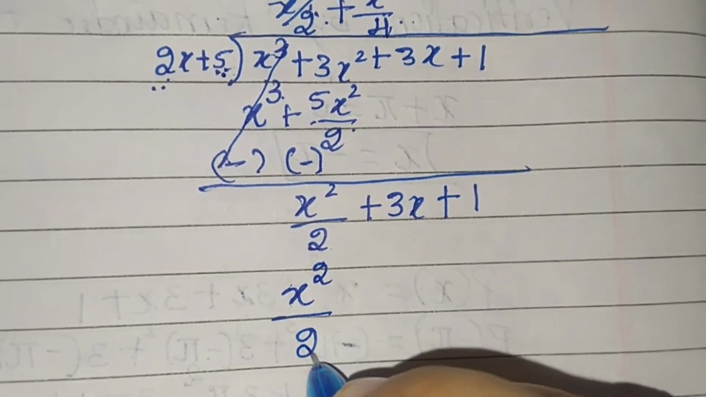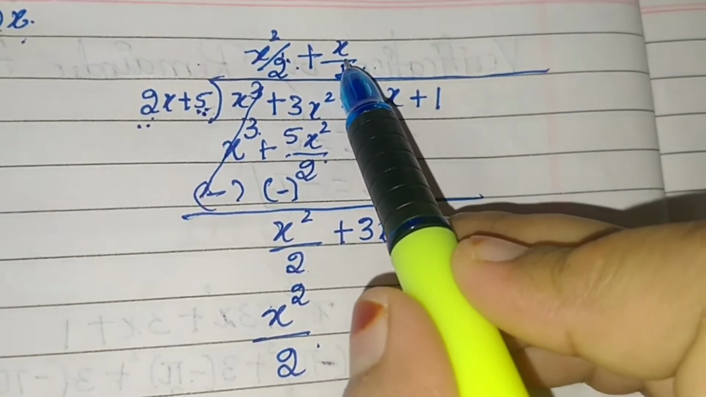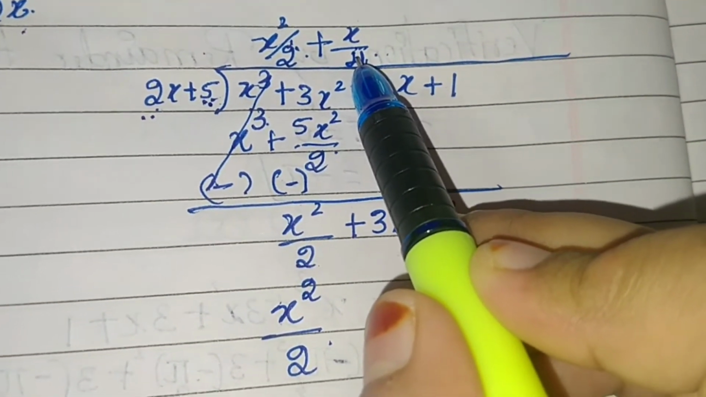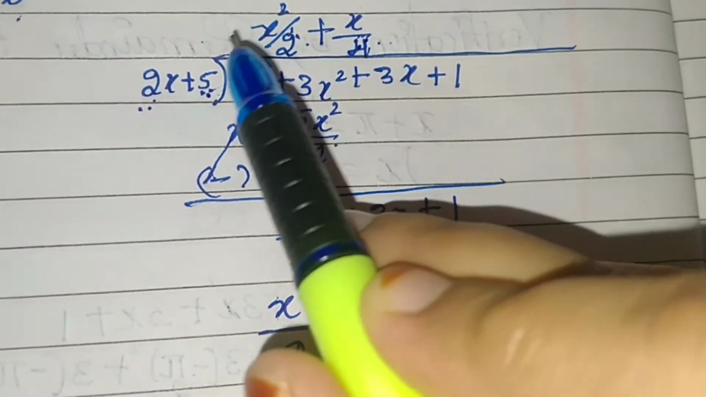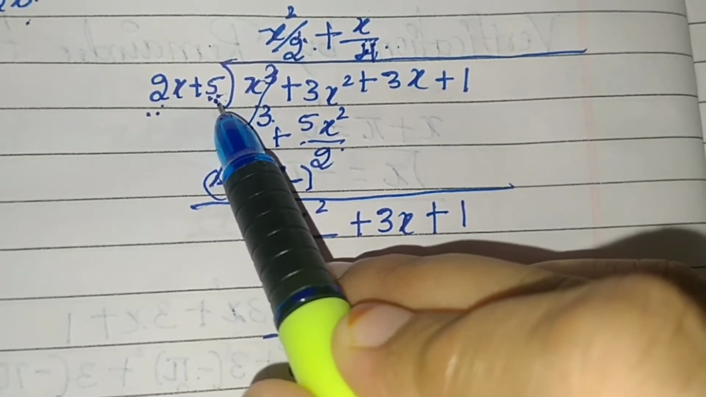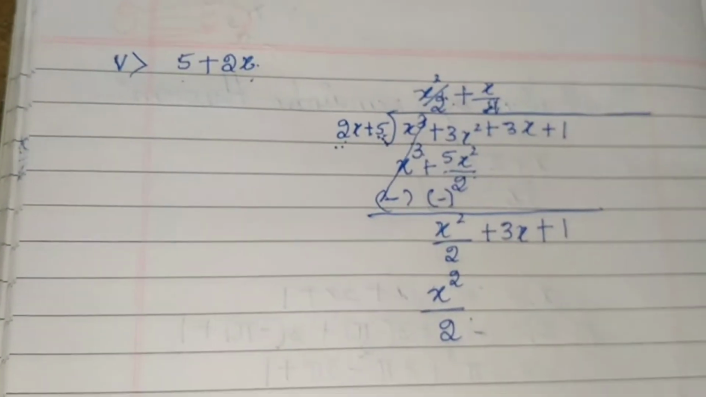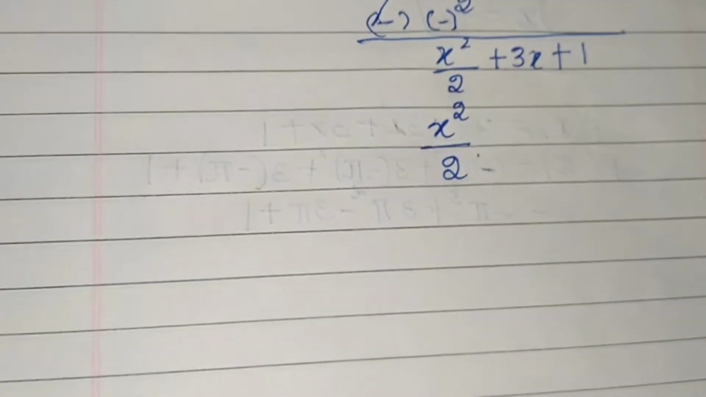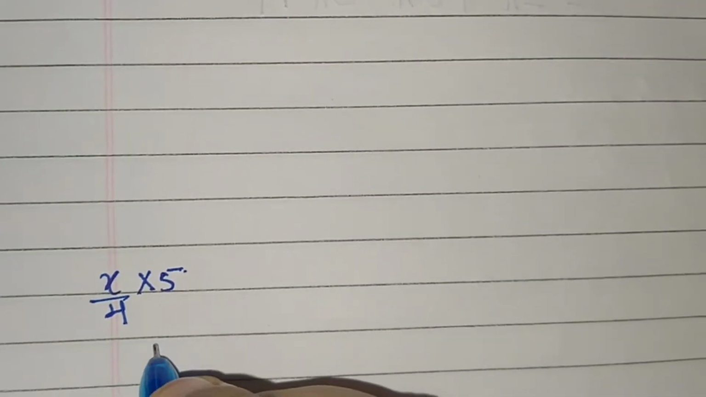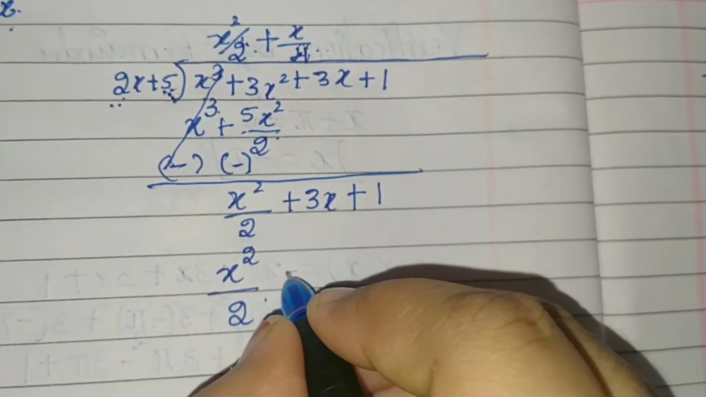Okay. So after that again the same procedure. The second term of the quotient you have to multiply by the second term of the divisor. So what is your second term of the quotient? x by 4, and second term of the divisor is nothing but 5, isn't it? So now what you are going to get when you multiply? x into 5 is nothing but 5x divided by 4, that you have to write over here.